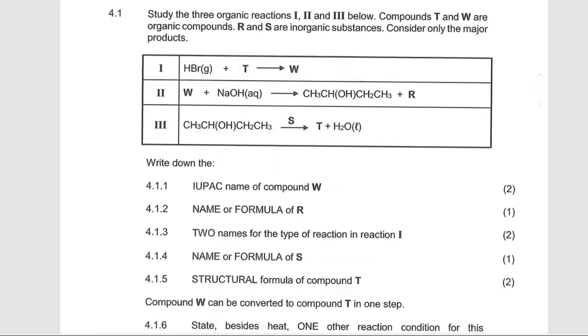Then moving on to question 4.1. So it says that the three organic reactions 1, 2, 3 below. Compounds T and W are organic compounds. I and S are organic compounds there. Consider only the major products. So we're going to focus only on the major products. So here 4.1.1 is there. Write down the IUPAC name of the compound W. So in terms of this, we're going to look at W there. So for it to be easier, we're going to see what we are going to have in terms of our 4.1.1.